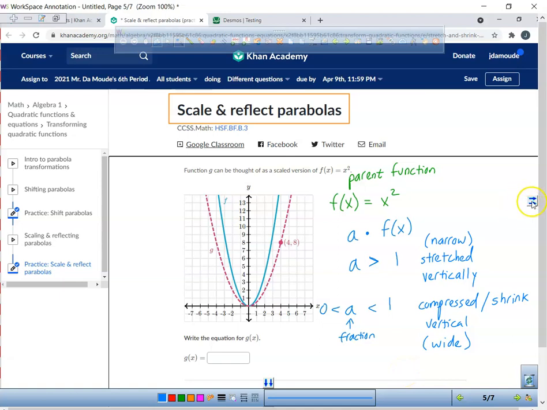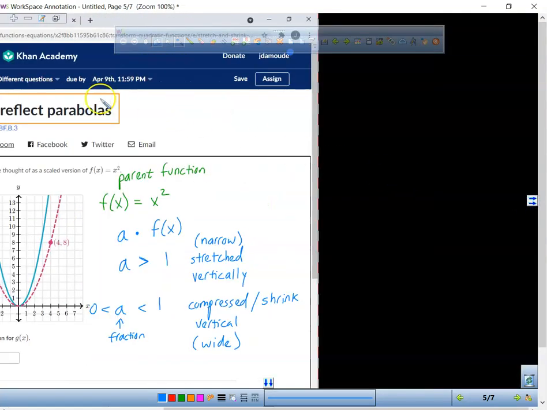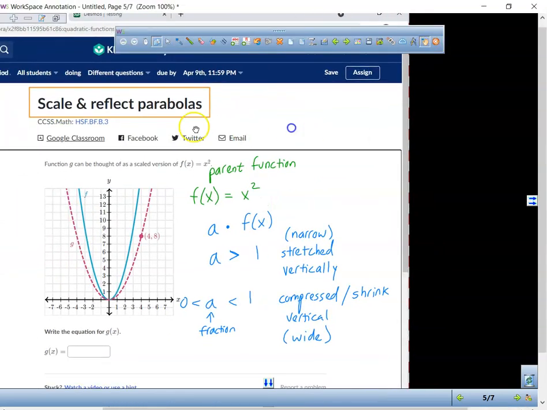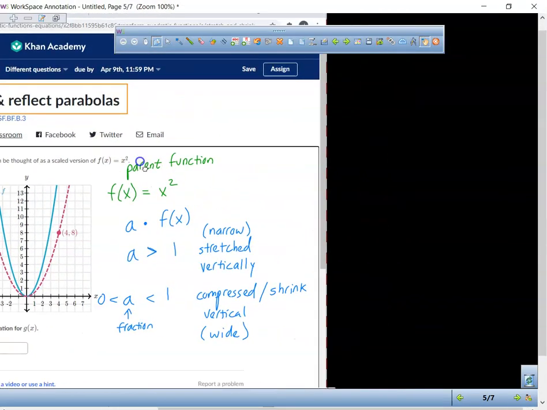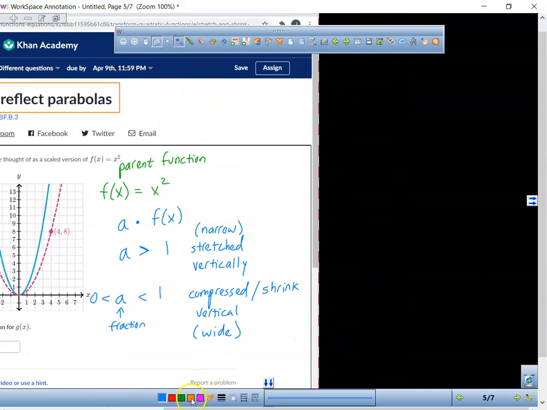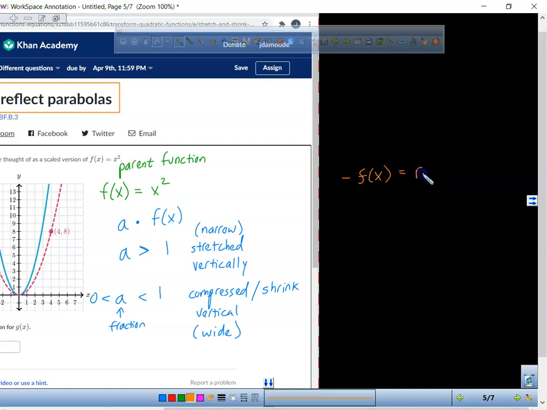Now there's one more thing we need to talk about. Remember, it says scale and reflect. We need to go over one more little concept. I'll do that in orange. Now, remember, the original function is f of x, but if I say negative f of x, that reflects the graph across the x-axis.